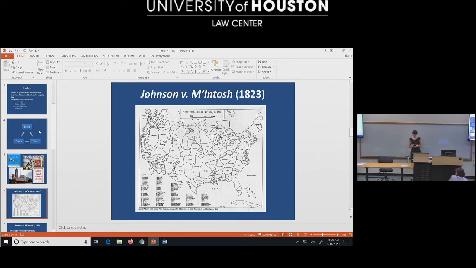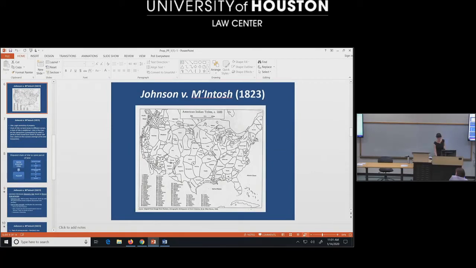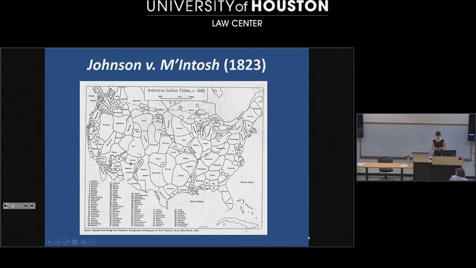Sure. The plaintiff is Johnson, who's claiming that he received the land in question by buying it from two Indian tribes. So he's the plaintiff, and he says that he has purchased a parcel of land from two Indian tribes. And who is the defendant? What is he claiming? He's claiming that he bought it from the U.S. government. Good. So they're claiming they both own the same piece of land.